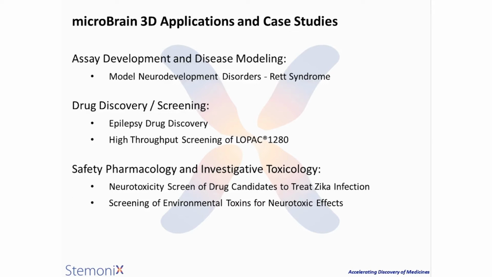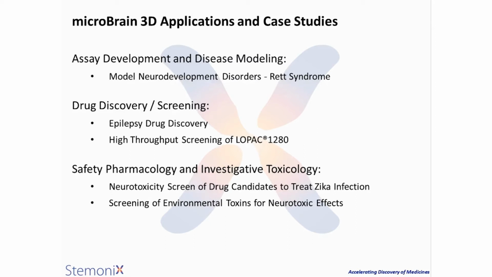Once you have this powerful platform in-house, you decide to use it in several projects and case studies. This is just to mention some of the examples of how we are using it in-house here. For example, for assay development and disease modeling, especially for modeling neurodevelopmental disorders, we started Rett syndrome in-house. We are also doing drug discovery. We have a customer that we're doing drug discovery for epilepsy with, of a library of compounds that can modulate the nervous system.